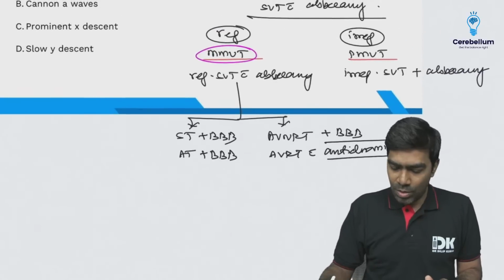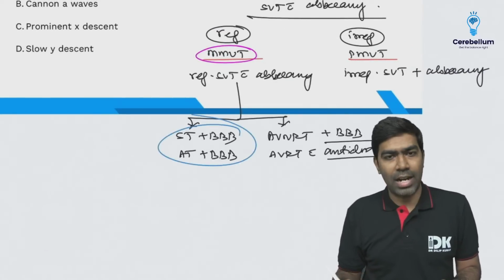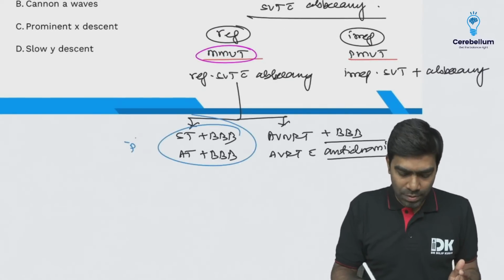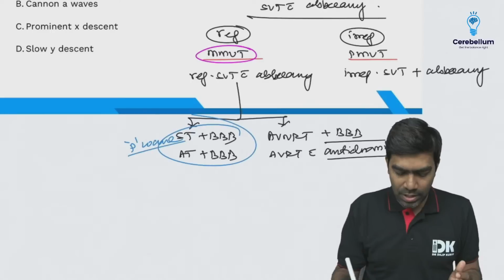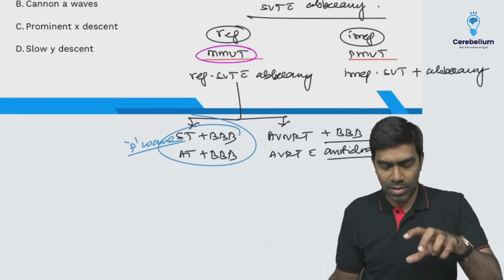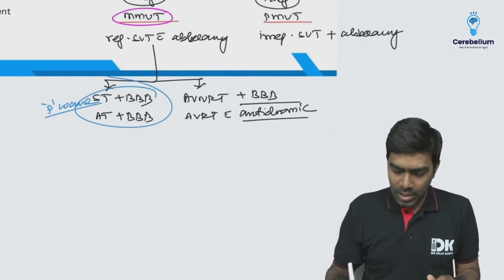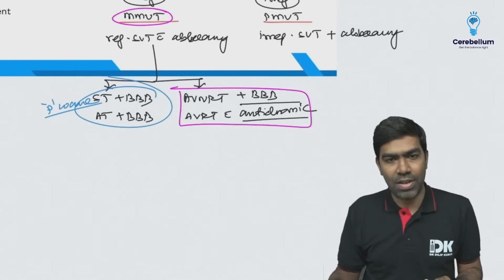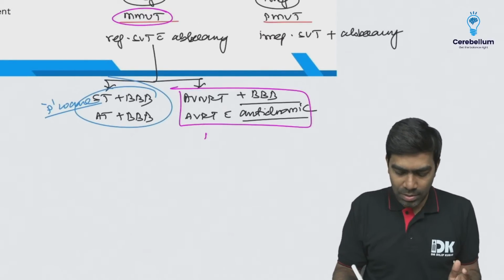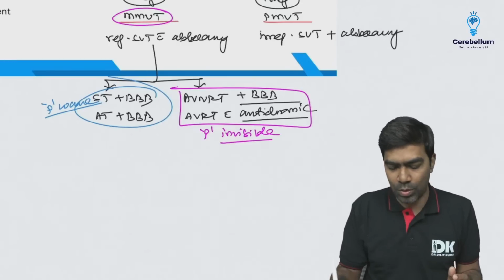Sinus tachycardia and atrial tachycardia with bundle branch block will definitely have P waves. In sinus tachycardia, a normal P wave. In atrial tachycardia, an abnormal P wave with different morphology. Here, with AVNRT and AVRT with antidromic conduction, the P waves will be there but invisible. Most of the times, P waves will not be there at their usual location.